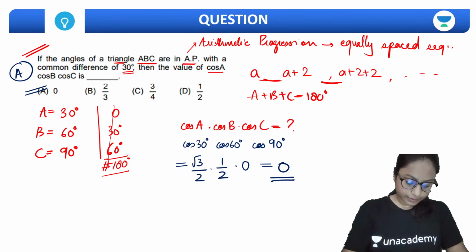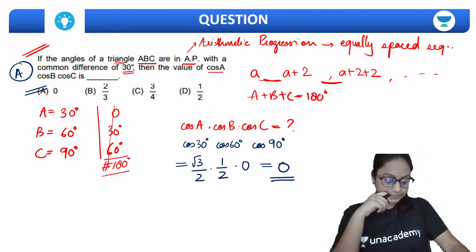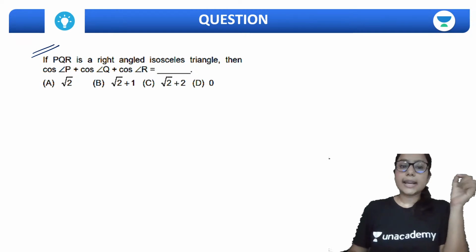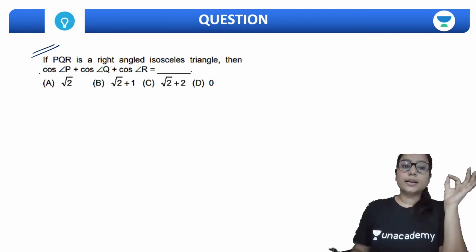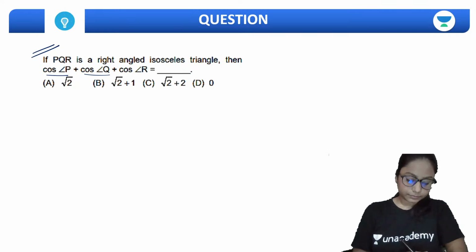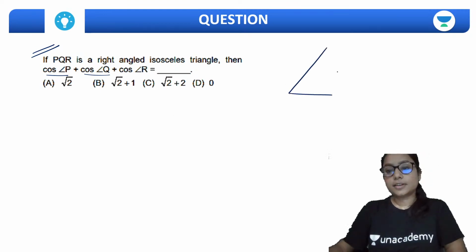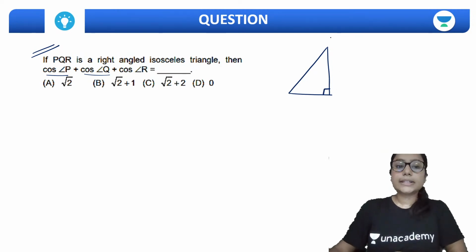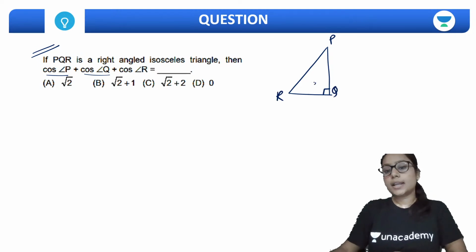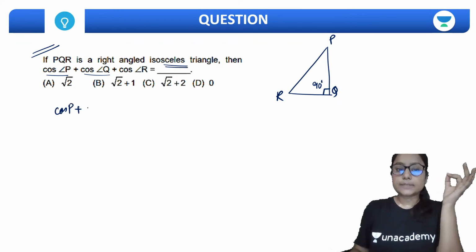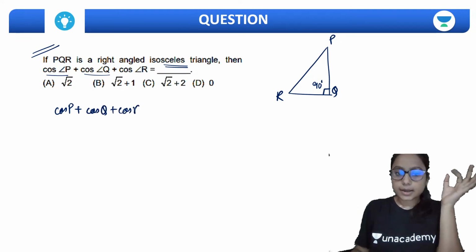Next question. Okay, try this one, all of you. If PQR is a right angled isosceles triangle, then cos P plus cos Q plus cos R is equal to what? Okay, so this is a triangle PQR. One angle will be 90° because this is a right angled isosceles triangle. Try the question. You have to find the value of cos P plus cos Q plus cos R. Okay, find the value of this thing.